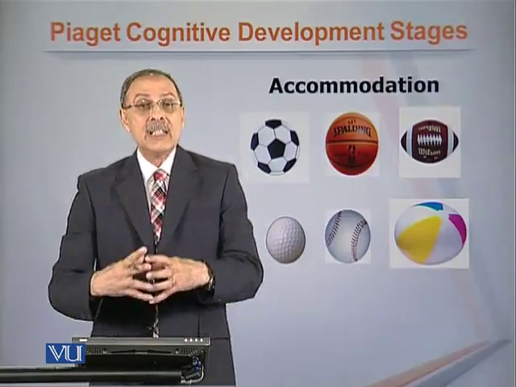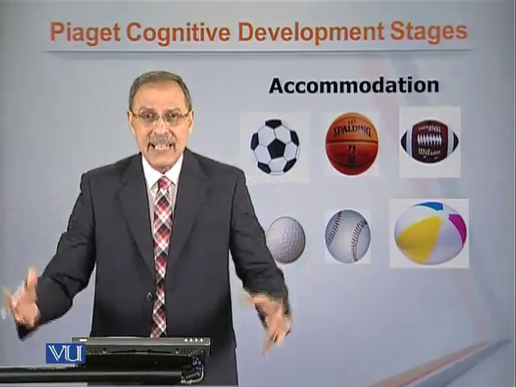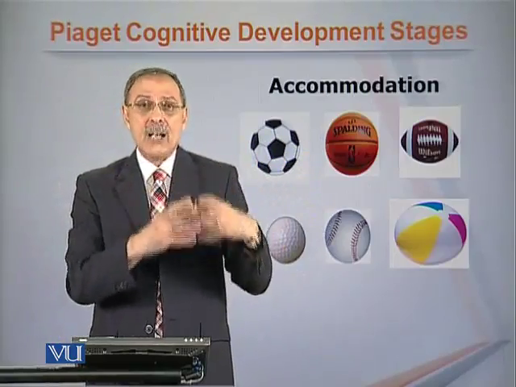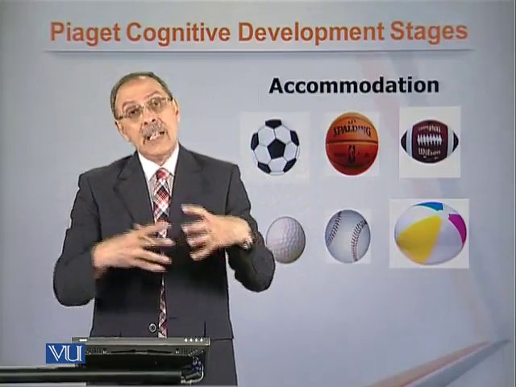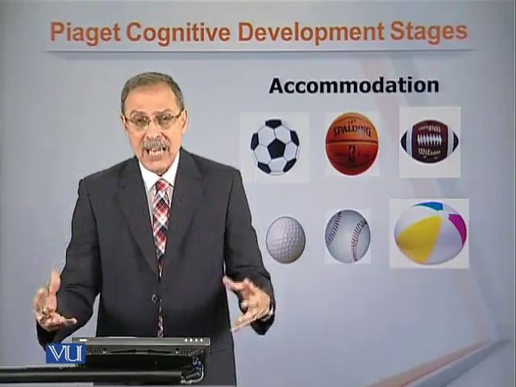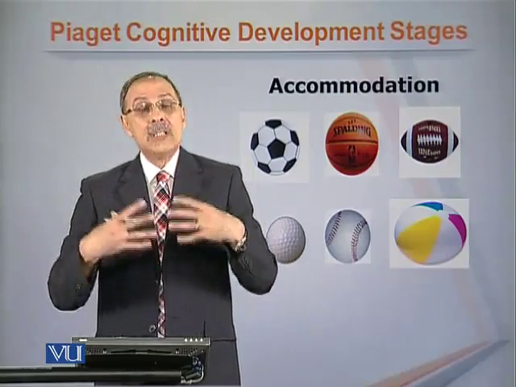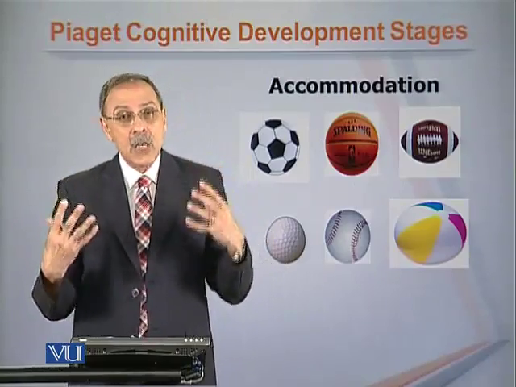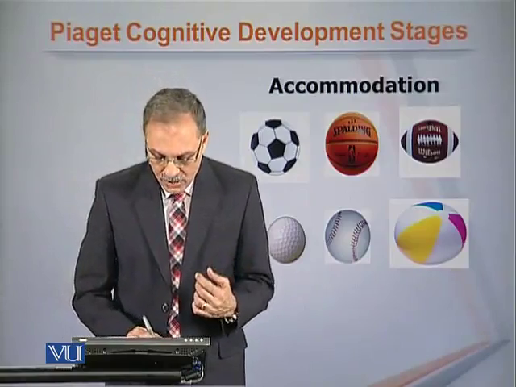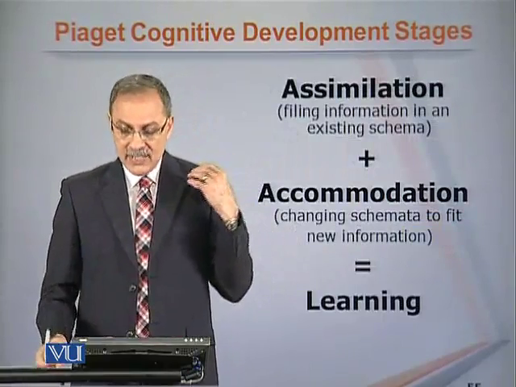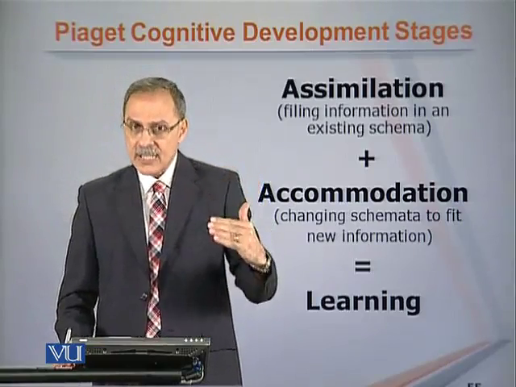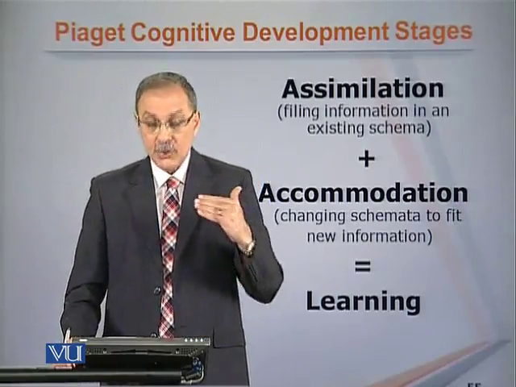In accommodation, the child is actually expanding his definition of that particular thing. In assimilation, the ball was round, small, furry, yellow or green. In accommodation, the ball can be different sizes, different materials, different shapes, different colors, and so the child begins to learn that accommodation must be done in order for him to understand that all these objects are balls.